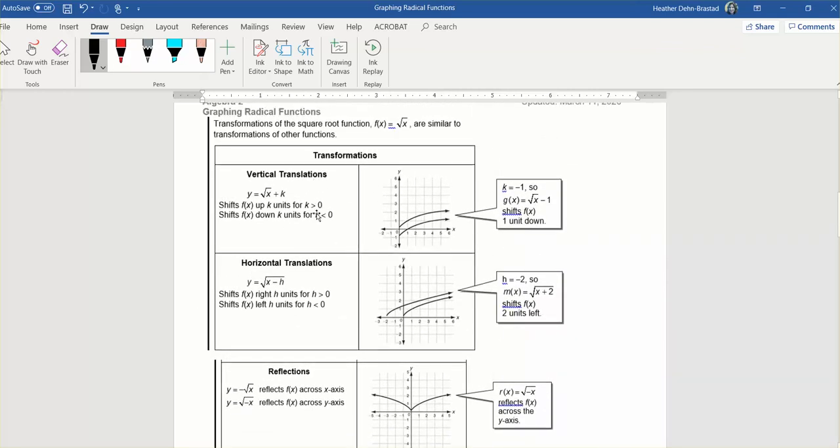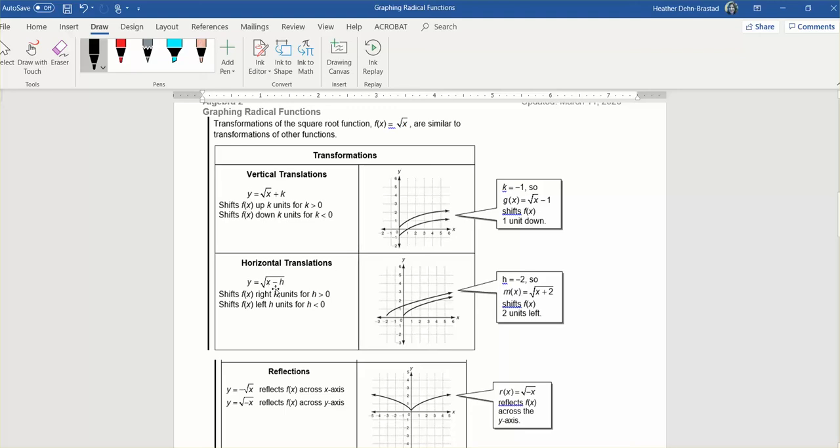Here's a review of the transformations. We're only going to be doing translations and reflections on this worksheet, not vertical or horizontal stretches or compressions. So for vertical translations, you will be adding or subtracting a number at the end after your square root, not inside of the square root. That will either move it up if it's a positive or down if it's a negative.